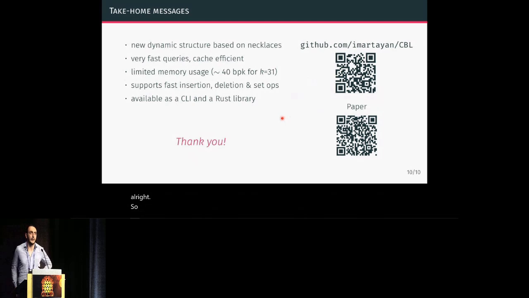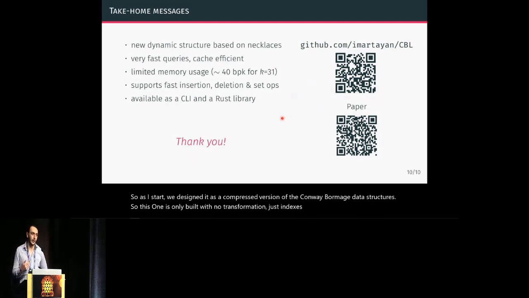As a start, we designed it as a compressed version of the Conway-Bromage data structures. That one is only built with no transformation, just indexing k-mers as plain integers. But we added this Lyndon transformation, or necklace transformation, which are pretty similar. On top of that, this is what brings all the locality and memory improvement over the previous data structures. So that's where it comes from.